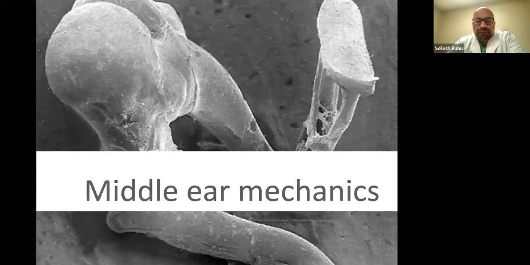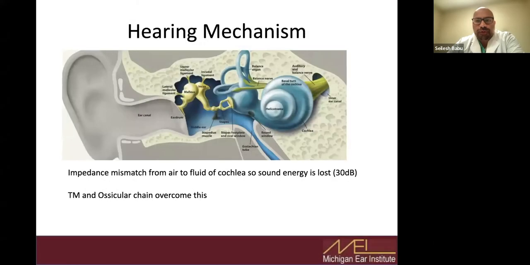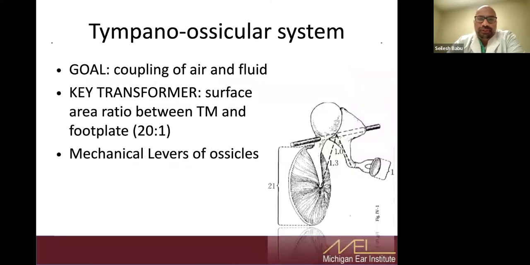I'll briefly cover the middle ear mechanics so that we can talk about it, but just a really high overview of the mechanics of the middle ear. As we know, sound is going from an air medium to fluid in the cochlea, and this causes an impedance mismatch. That impedance mismatch causes a loss of energy of approximately 30 to 35 decibels from the air to the fluid medium. Luckily, we have the tympanic membrane and the ossicular chain to help overcome this. This couples together the air and the fluid to reduce this mismatch as much as possible and create a transformer of the energy.